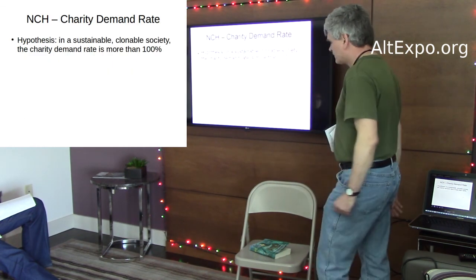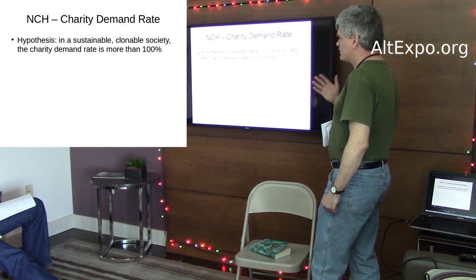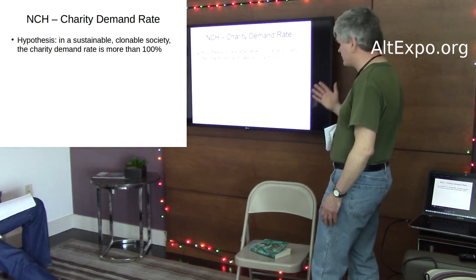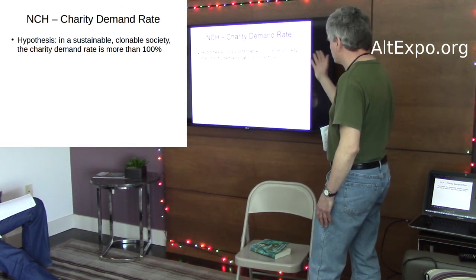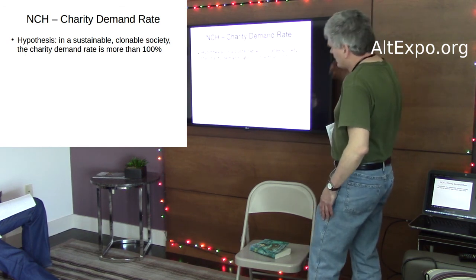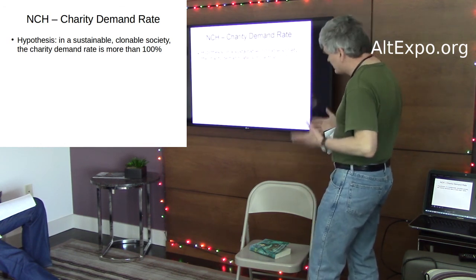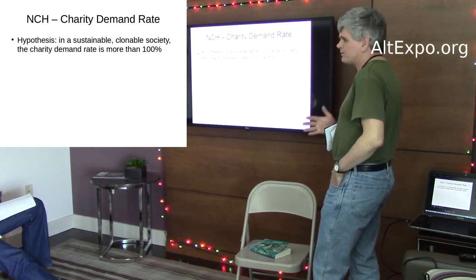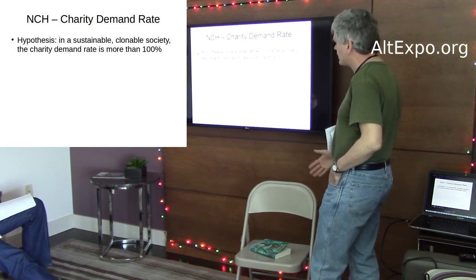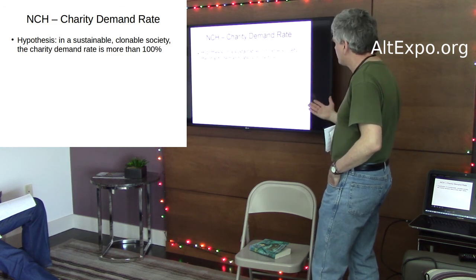so this third one, formulation. And this is my favorite because it's not just a binary yes or no, true or false thing. It's saying where we are on a continuum. So it's saying in a sustainable colonial society, the charity demand rate is more than 100%. I'm going to define all these a bit later. But the point is, if you disagree with this, the question still remains, okay then, what is the charity demand rate? And I would encourage you to think about this, regardless of how you feel about the net consumption hypothesis, regardless of your political views, think a little bit about what the charity demand rate is, or what it would be in a sustainable society.